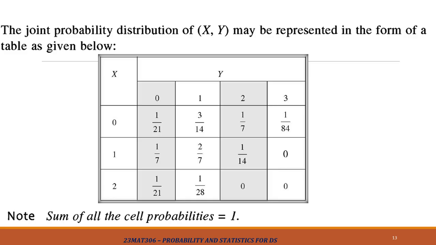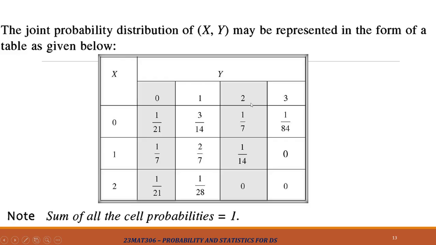Now we are going to calculate the joint probability distribution function of X and Y. These are the X values, X is 0, 1, 2. These are the Y values, 0, 1, 2, 3. Here this table comes from the previous calculations. P of X equal to 0, Y equal to 0, that value comes in this box. P of X equal to 0 and Y equal to 1, that value comes in this box. Likewise, we have to fill all the boxes.